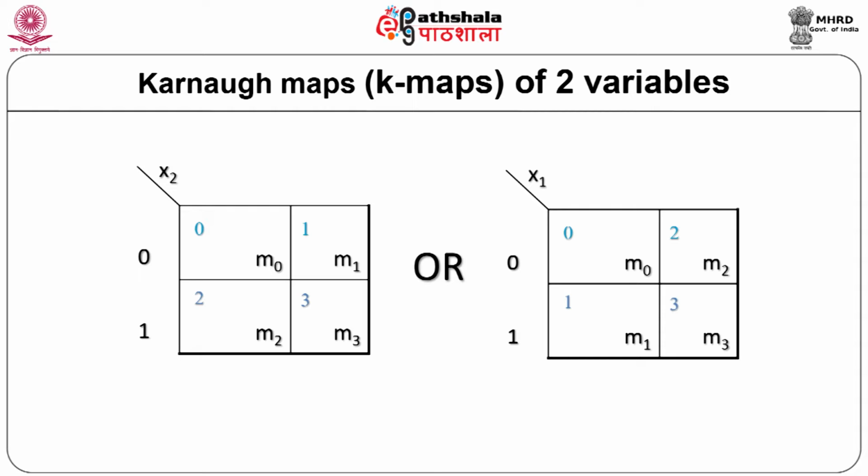If a min term is present in the function, then a 1 is placed in the corresponding cell. Any 2 adjacent cells in the map differ by only one variable, which appears complemented in one cell and uncomplemented in the other one. Now, here we have indicated the K map of 2 variables where x1 is taken as row, one can even take x1 as column. So, both the versions are allowed.